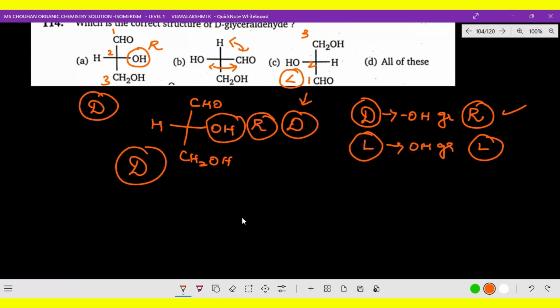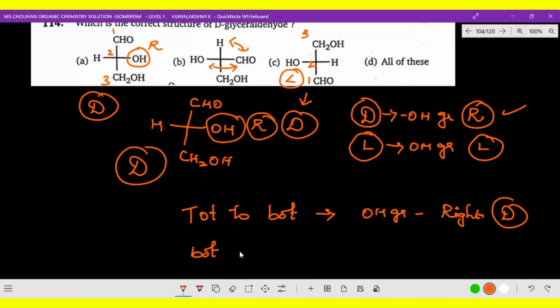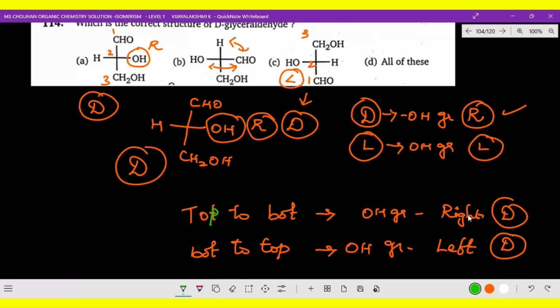Right, now I would like to mention very clearly how we identify. Top to bottom, the OH group is on the right hand side, so this is D-glyceraldehyde. In the same way, bottom to top, the OH group is on the left hand side, and this is D-glyceraldehyde. Got it? Okay, now coming to this point: top to bottom, the OH group is on the right hand side. This is D-glyceraldehyde. Generally, the OH group is the first priority.